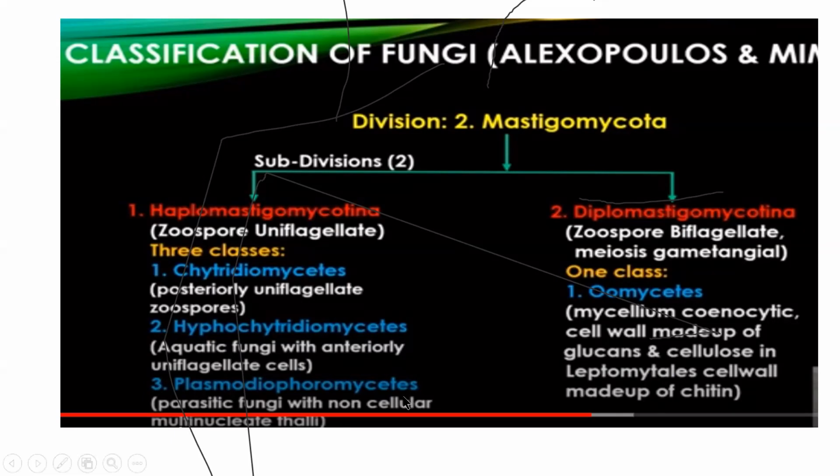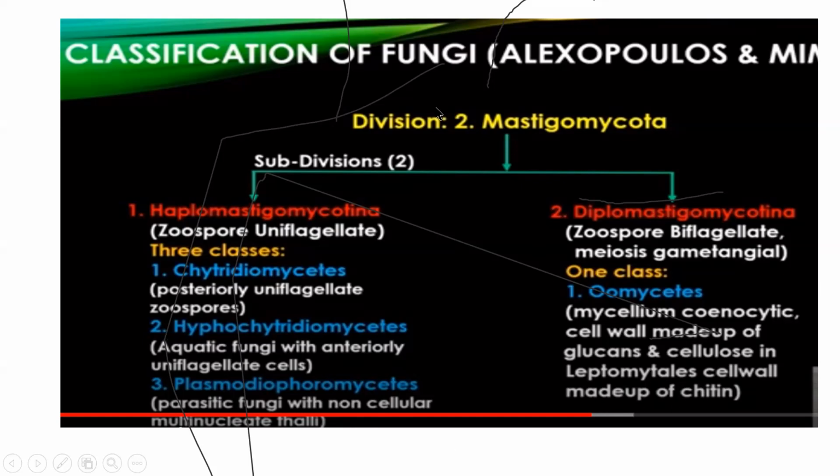And Plasmodiophoromycetes are parasitic fungi with a non-cellular multinucleate thallus. That means coenocytic hyphae. In Diplomastigomycotina, the second subdivision, you have biflagellated zoospores. So it has only one class, Oomycetes. Here the mycelium is coenocytic. Cell wall is made of glucans and cellulose, and in one order you have cell wall made up of chitin.